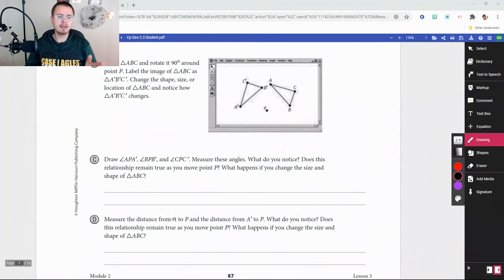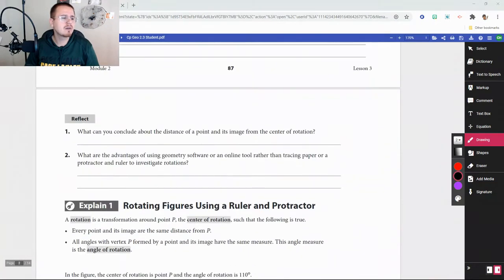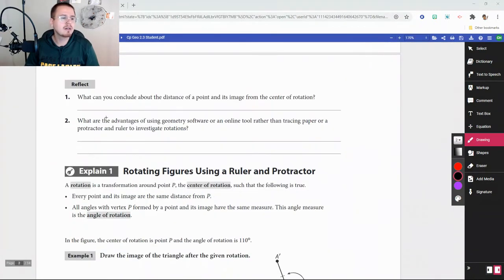The distance from A to P and the distance from A prime to P is always going to be the same because you are rotating around a fixed point. So make sure that you know that. Let's take a look and see where we're going, and then I'll get you onto this rotation stuff. A couple of things to think about here: a point and its image are both the same distance from the center of rotation. We got some vocab coming up, so be ready for that.